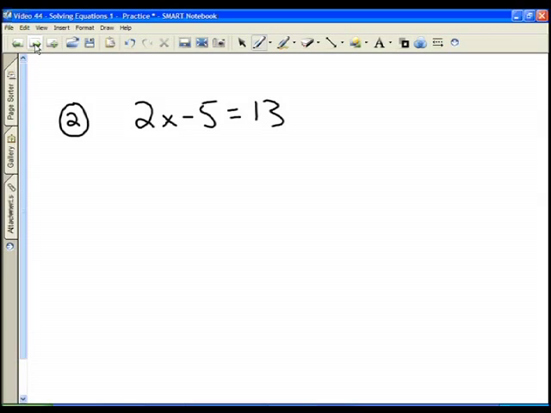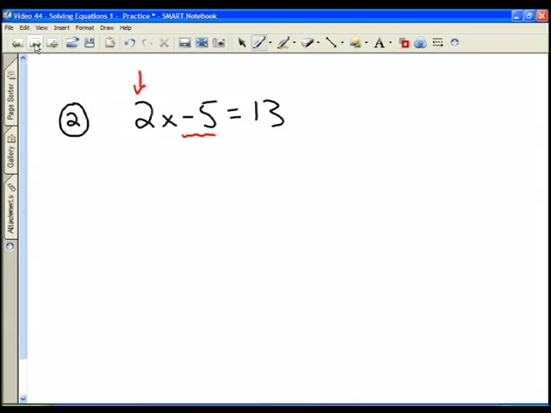Now, here we have one that's a little bit more complicated. We have 2x minus 5 is equal to 13. So we're going to have to get rid of the negative 5 first and then get rid of the 2. Remember, we always do our addition and subtraction first and then our multiplication and division. Sort of opposite of BEDMAS when you're solving equations.